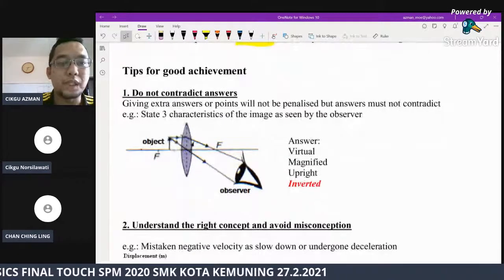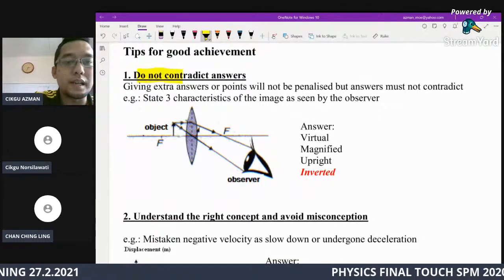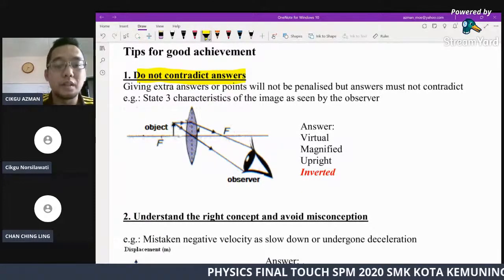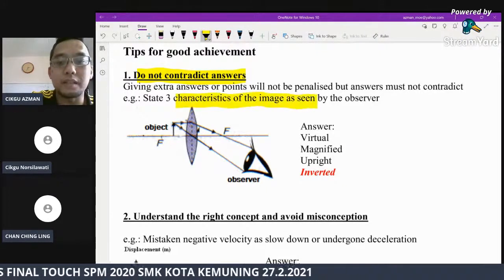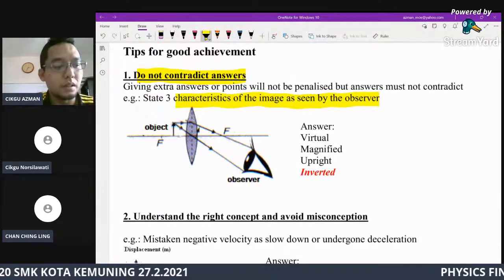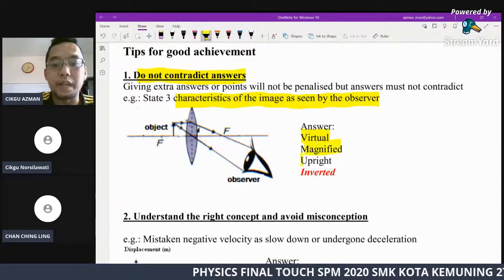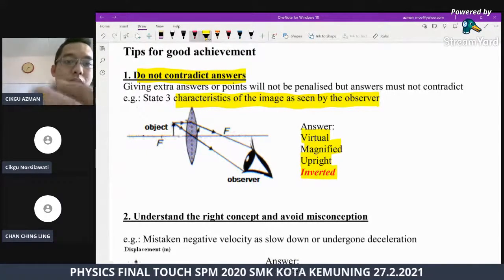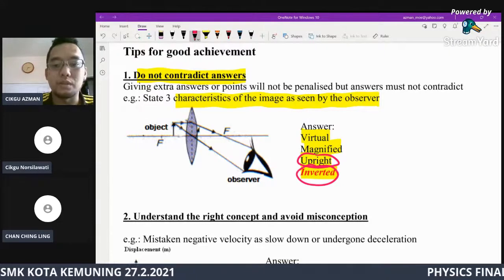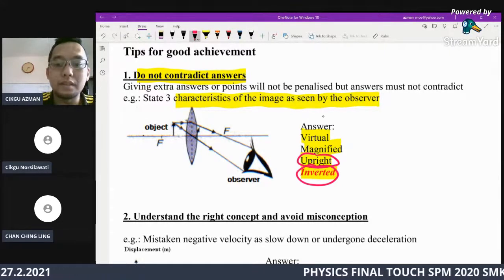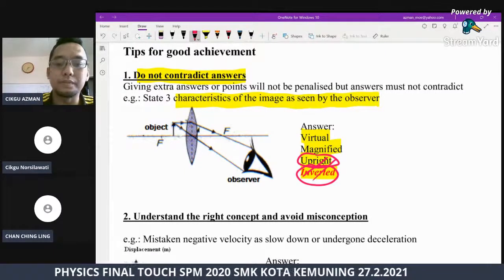Okay, let's proceed. Tips for good achievement. So first, do not contradict answers. What does it mean? So if the question asks you, for example, state 3 characteristics of the image as seen by the observer, so you want to write more than 3 answers. So you write virtual, magnified, upright, and inverted. So as you notice, inverted and upright is contradict. So elakkan answer jawapan yang bertentangan. So both will not be accepted.